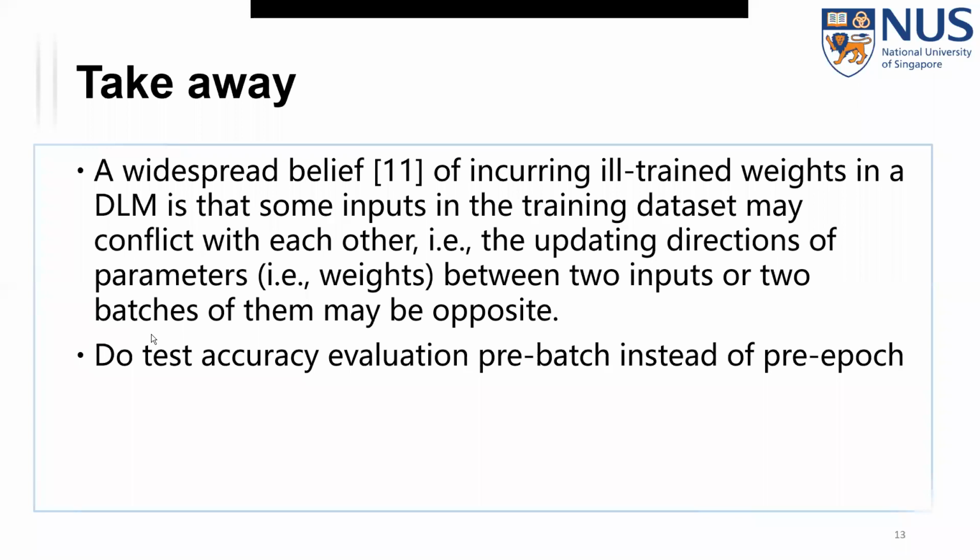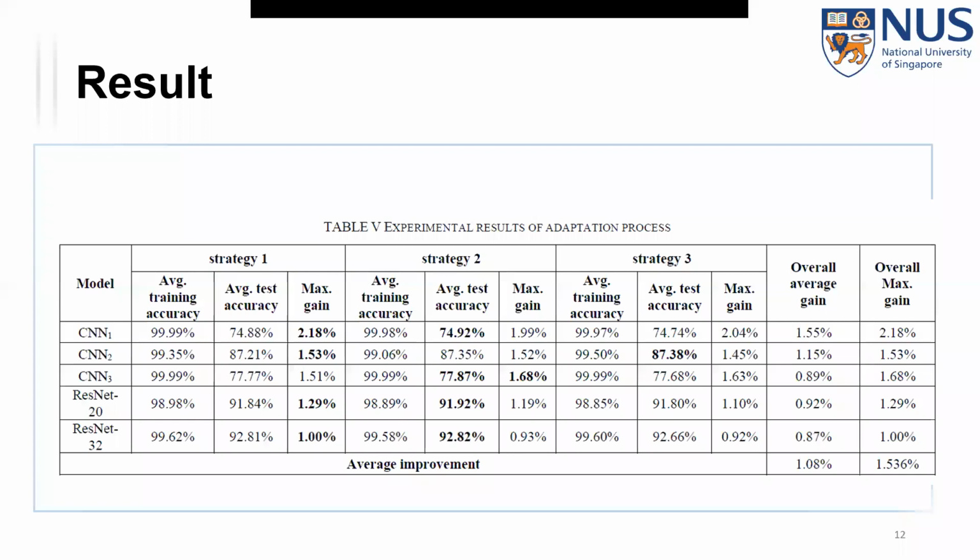Okay, let's see the result. So the result is quite simple. It just gives a table. Something like this table, and I have mentioned that they have used three strategies. One is strategy one, strategy two, and strategy three. And this is the average train accuracy after their strategy. So that's the gain of the test accuracy.